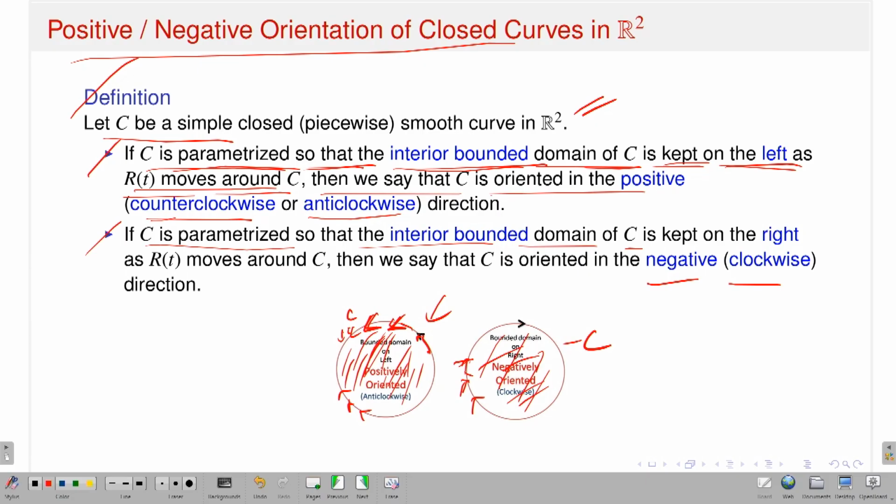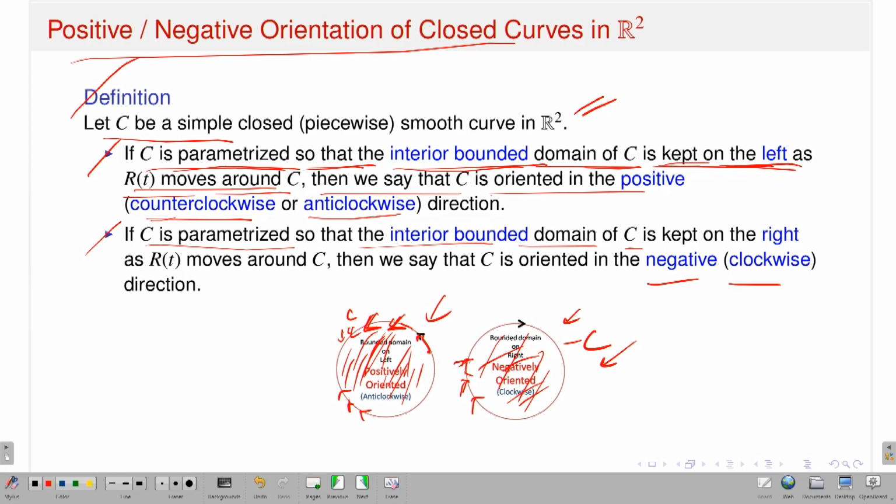That means the interior bounded domain of C is on the left if I move along the curve, and this is the opposite one. If I move to the right, that means in the clockwise direction along the curve C, and I see that my interior bounded domain is always on the right, whereas before the interior domain of C was kept on the left and this time it is kept on the right. If this is the case, then I will say that this is negatively oriented. Okay. So this is what is called positive and negative orientation. So, it is quite clear.